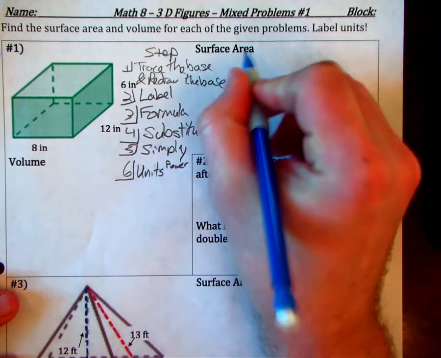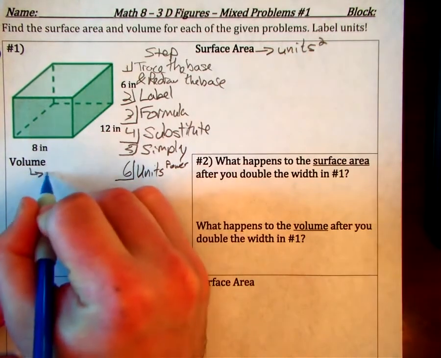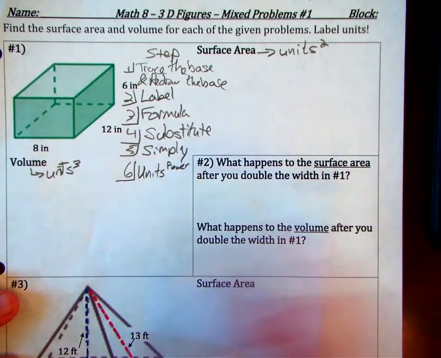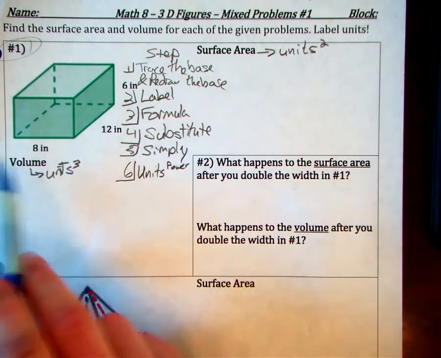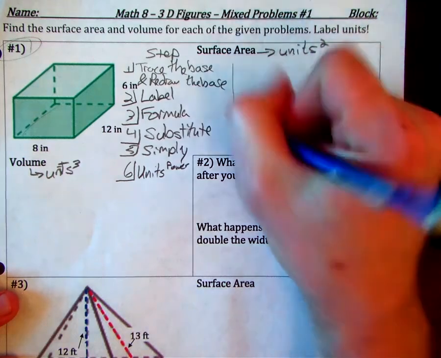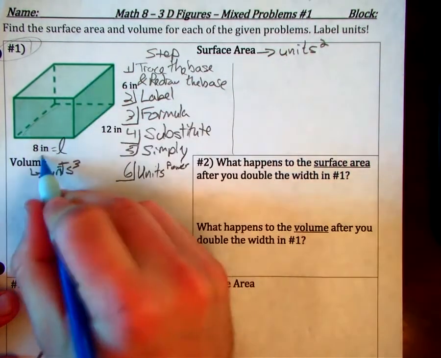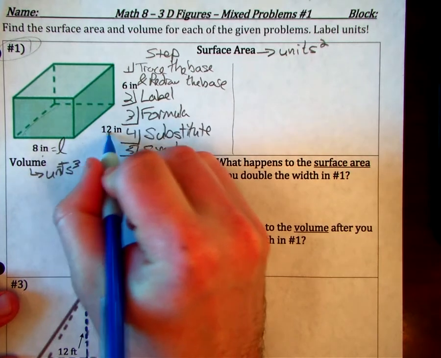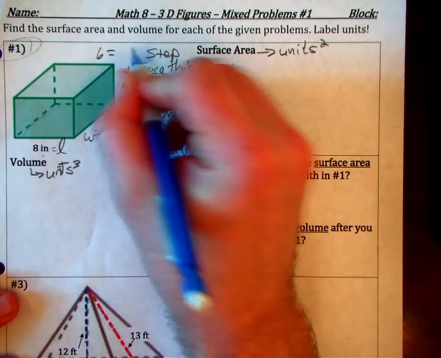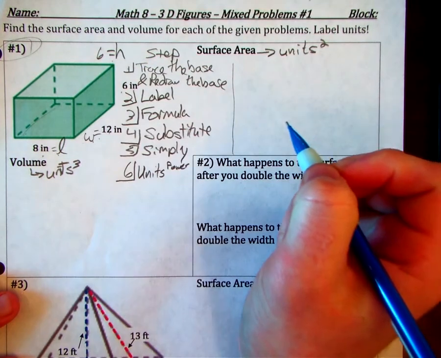So again, if you're doing surface area, that's units squared, and if you're doing volume, however, that would be units to the third power. All right. So the first one, you're just going to find the volume and surface area of this very easy rectangular prism. This one is a little bit easier since you are just labeling these values as such. So you can say 8 is going to be our length, 12 is going to be our width, and 6 is going to be our height. Again, as long as you define those and stick with those, you'll be all right.